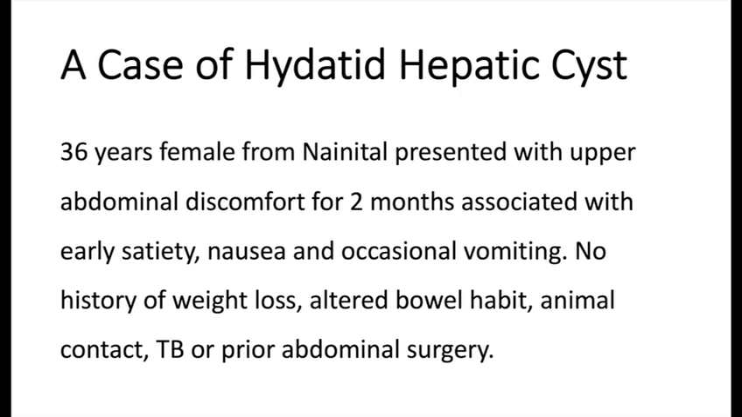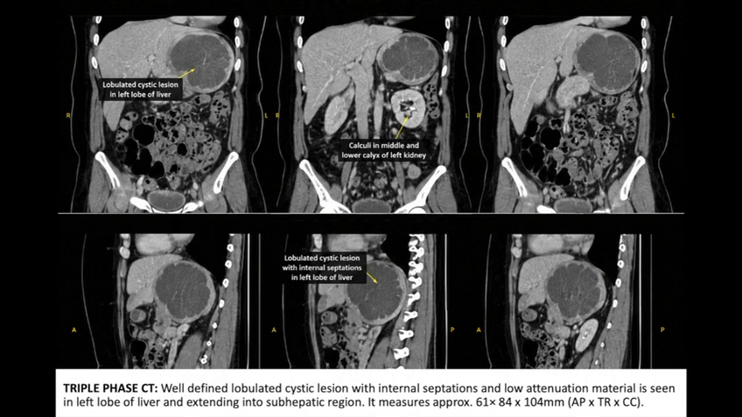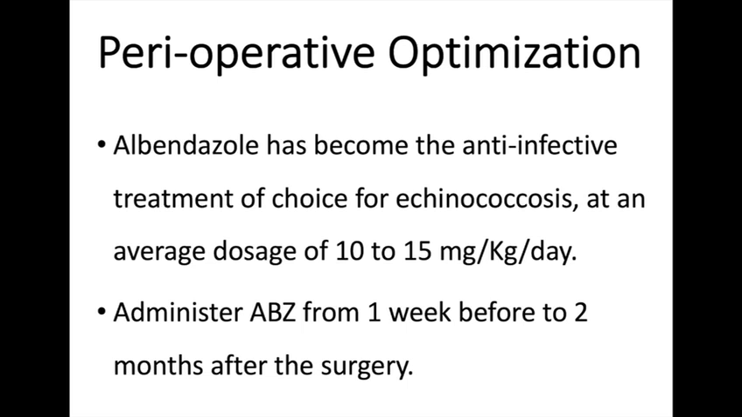This is a case of a 36-year-old female from Nainital who presented with complaints of upper abdominal discomfort for 2 months. This is a multiloculated cyst, and the diagnosis was hydatid cyst, in which the daughter cysts could also be seen. We got the serology done; the cyst was in the left lobe of the liver, and serology was also positive.